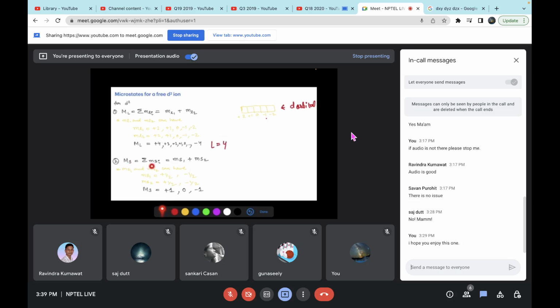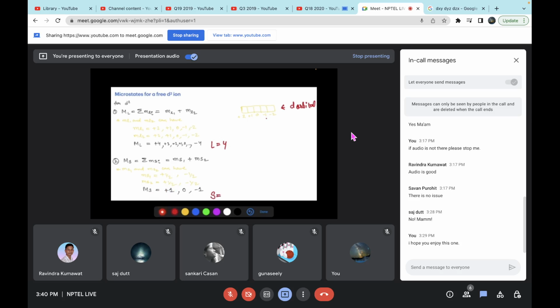And MS is the summation of MSi, which is MS1 plus MS2. This can have values from plus half to minus half, so that my total spin quantum number S is plus 1, because it is the maximum of MS.